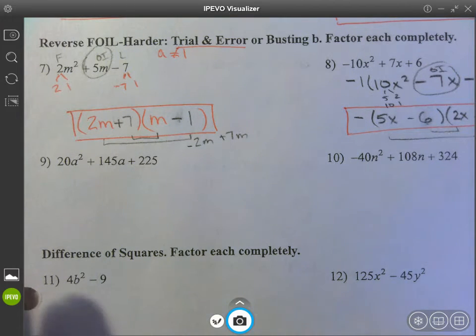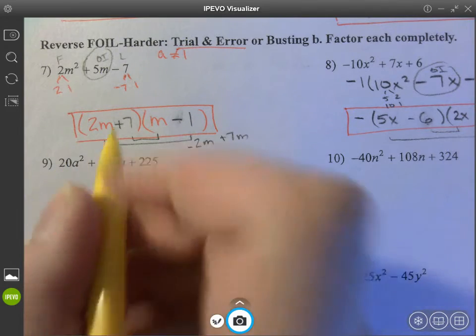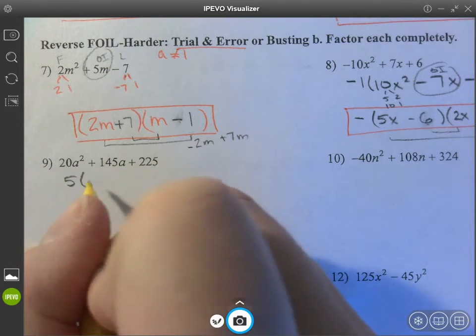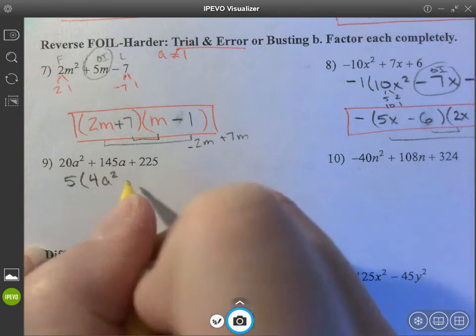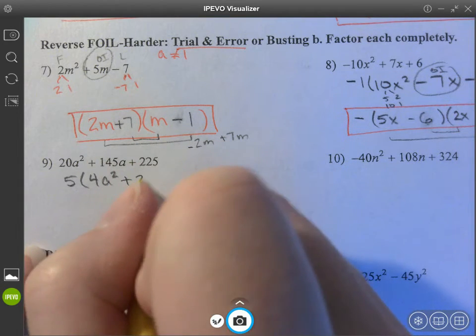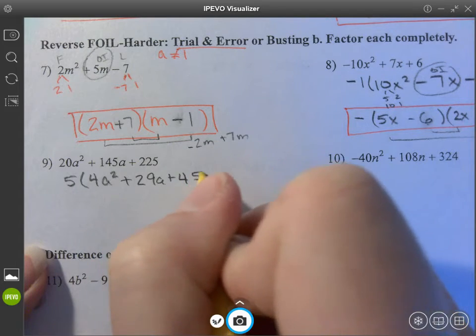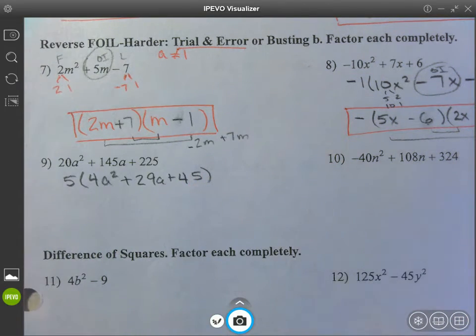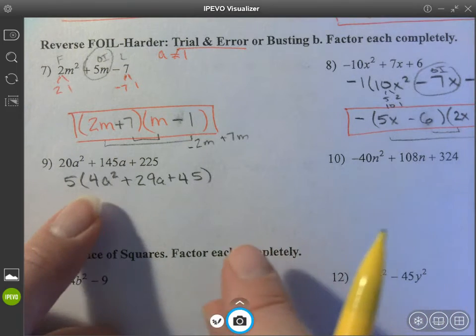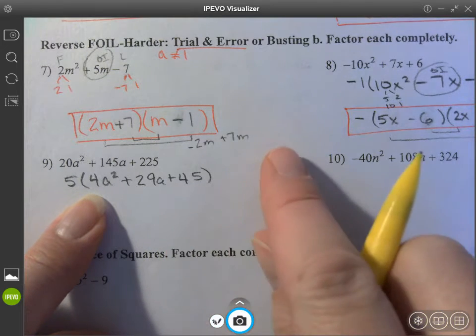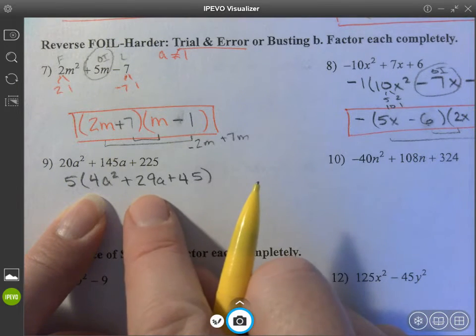Yeah, I mean 5, right? I'd love to take out a 20 or a 10, but I can't. But a 5 comes out, so what's left? 4a squared, +29a, and a +45. Okay, so if you're doing busting B and you like that, that's fine. You're going to take 4 times 45 and find those numbers that add up to 29.